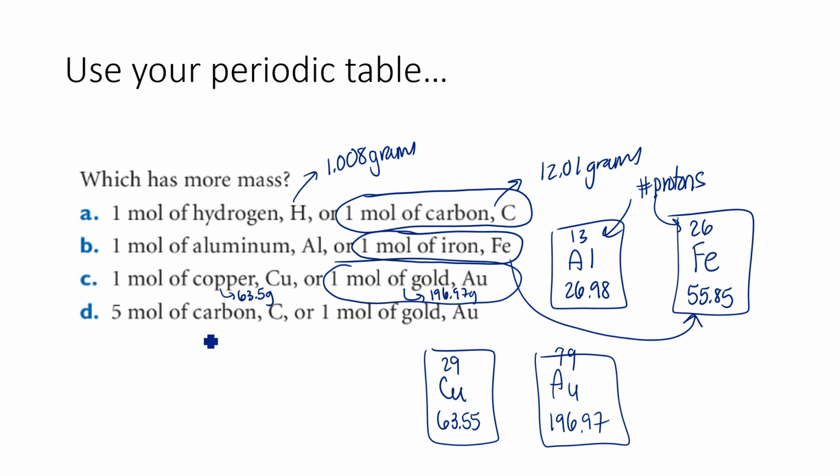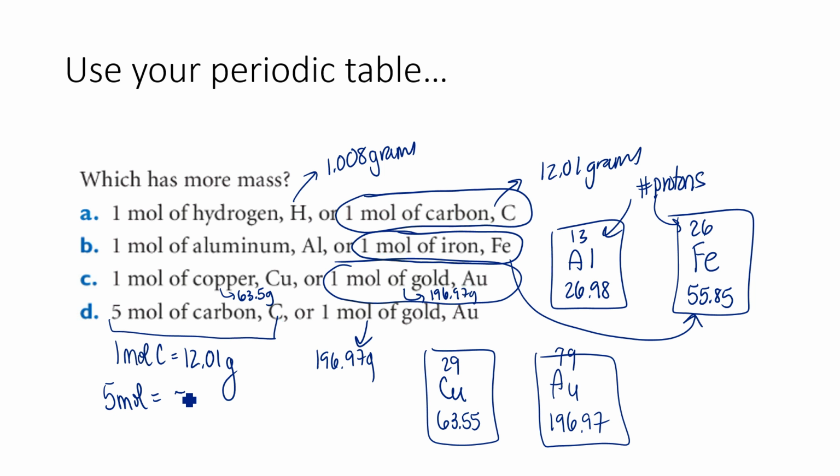Okay, in this last one, we're comparing different amounts. So a mole of gold would weigh 196.97 grams. That's the one we just looked at over here. And then we want to know, well, how much would 5 moles of carbon weigh? Well, we know that 1 mole of carbon would weigh 12.01 grams. We see that on the periodic table. So 5 moles would weigh 5 times that, 5 times 12.01. So that's going to be about 60 grams. So which one weighs more? It's still gold. So basically gold is more than 5 times heavier than carbon. So a mole of gold is still heavier than 5 moles of carbon.